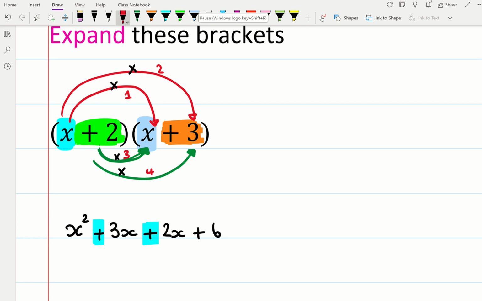Now, the next thing you need to do is simplify. This is not the final answer. This is the first part of your working. And if you get at least 3 correct, you get a method mark. So even if it's not 100% correct, if 3 out of the 4, 1, 2, 3, 4 are correct, you get a mark. And then you simplify. And you simplify by looking for like terms. Both 3x and 2x are alike. They both have x's.